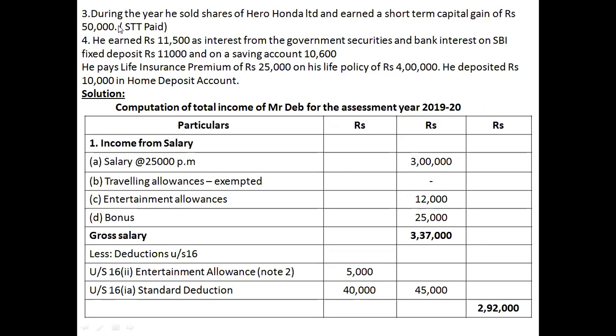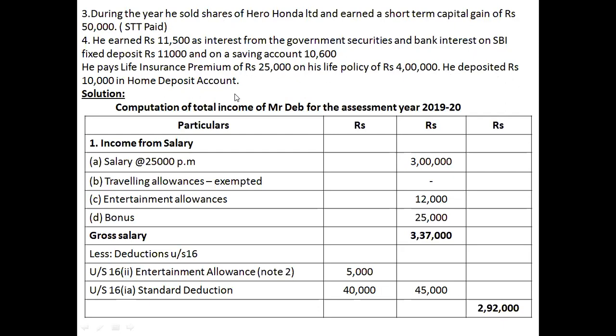The third one: during the year he sold the shares of Hero Honda Limited and earned a short-term capital gain of 50,000 rupees. STT, security transaction tax, was paid. That talks about your capital gain. He earned 11,500 rupees as interest from government securities, bank interest on SBI fixed deposit 11,000 and on saving account 10,600. Then the last information: he pays a life insurance premium of 25,000 on his life policy of 4 lakh rupees. He deposited 10,000 rupees in a home deposit account.